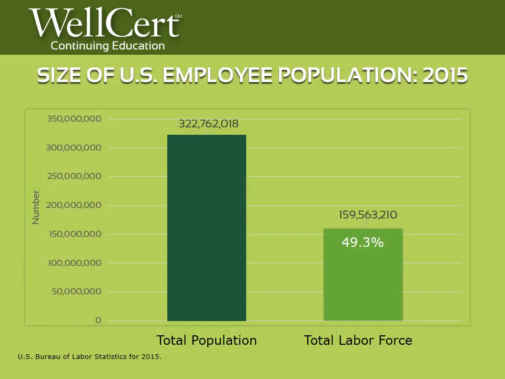Let's start first with the size of the U.S. employee population in 2015. Our total population, according to the current population estimates of the Commerce Department, is 322,762,018 people. So that's a large number, obviously, of people. The total labor force is 159,563,210 people, and that constitutes 49% of our overall population. So for every two people, one of them is related and working in a workforce or labor force capacity.